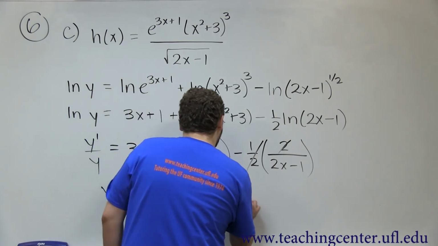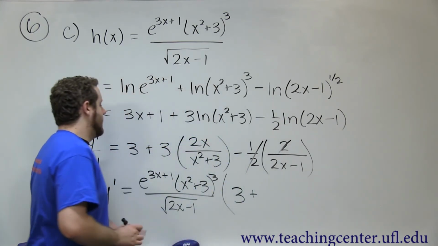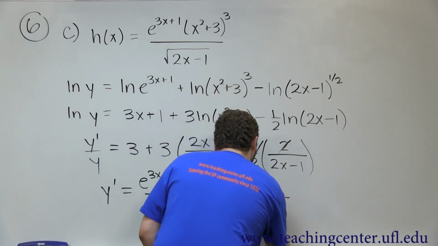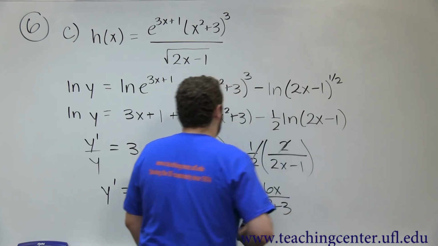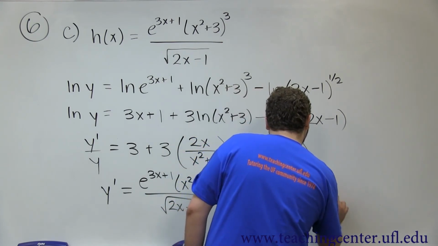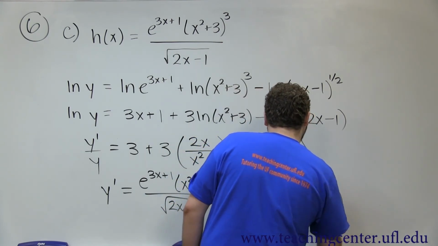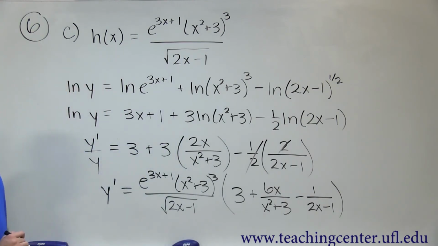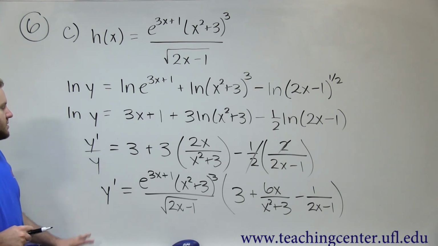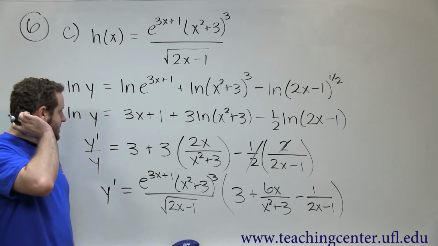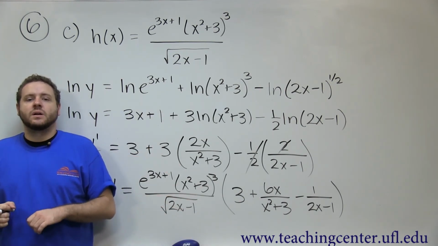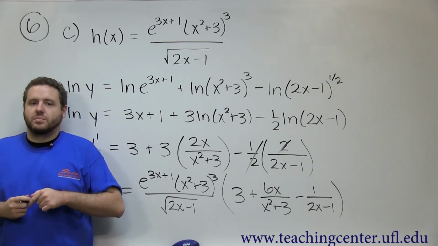So that's going to be 3 plus, here I'll just multiply the 3 into the top, so we get 6x over x squared plus 3. And over here, since the 1/2 and 2 canceled out, we just get minus 1 over 2x minus 1. And this last thing I just wrote here, that's our derivative. That's as simple as we can get it. Again, we didn't have to use logarithmic differentiation with this problem, but by doing so, our derivative just becomes some simple algebra and not a really messy thing involving both product and quotient rule.